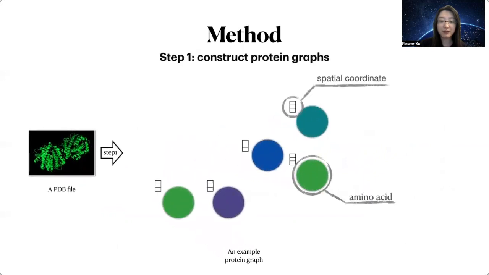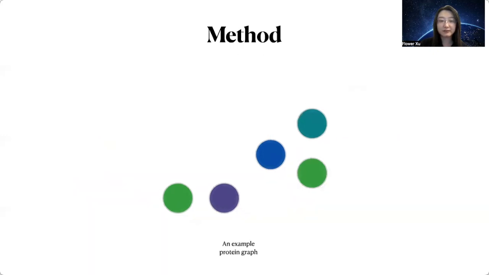In the protein graph, each node is an amino acid, whose node feature consists of its identification and the spatial coordinates of its structure center. There are multiple types of edges. The edge types are determined by the amino acid sequence and the distance between amino acid nodes. The figure shows different types of edges in different colors.